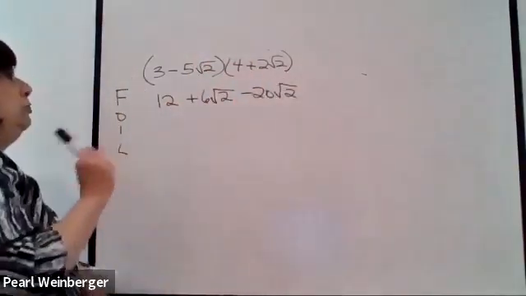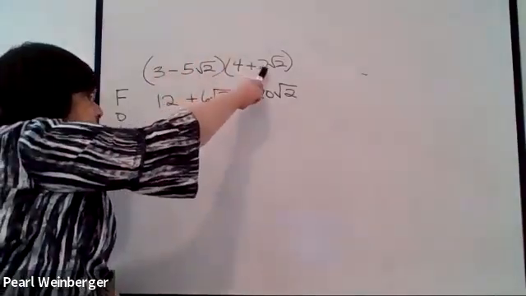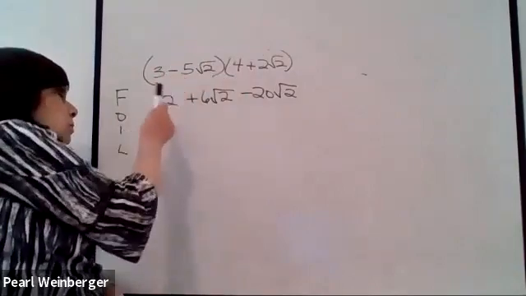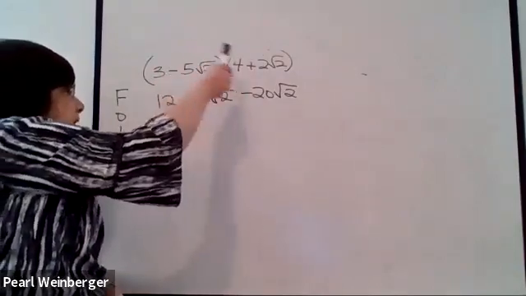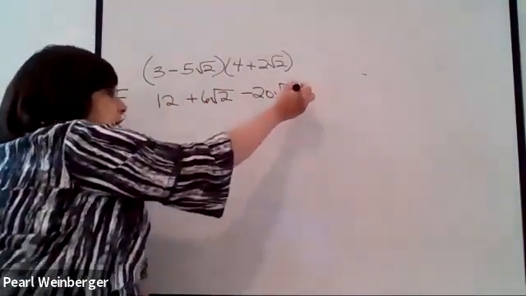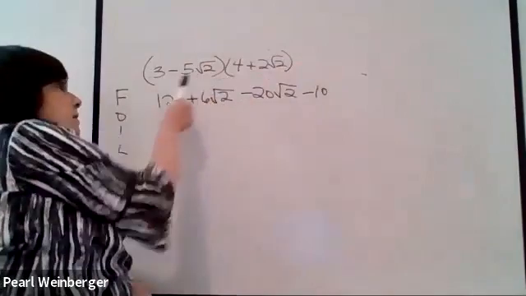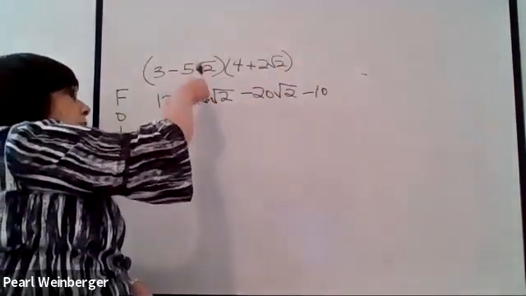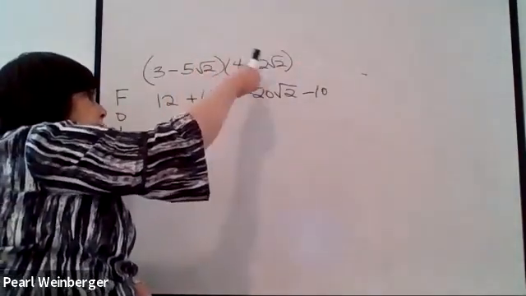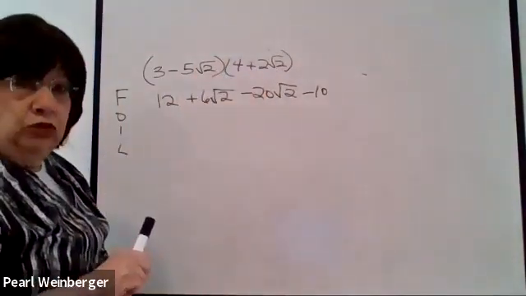And finally, I do the last, which is the negative 5 radical 2 times the positive 2 radical 2. Well, let's think. Negative 5 times positive 2, those are outside the radicals. That gives me negative 10. Then inside the radicals, I have a radical 2 here times a radical 2 here. That's where I can use my shortcut.